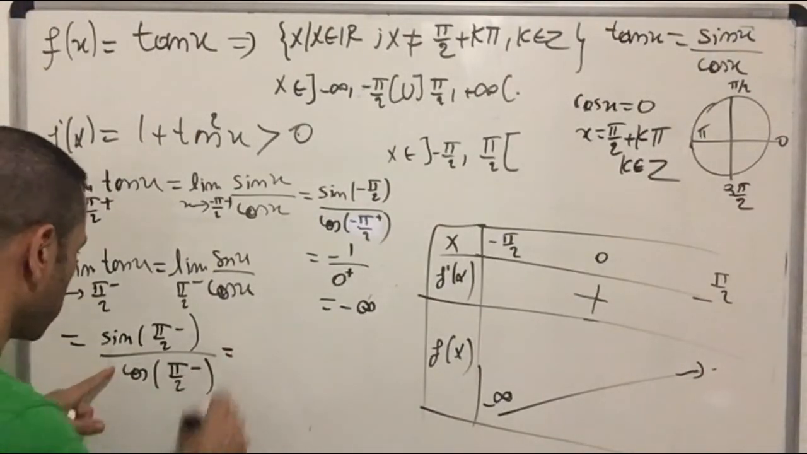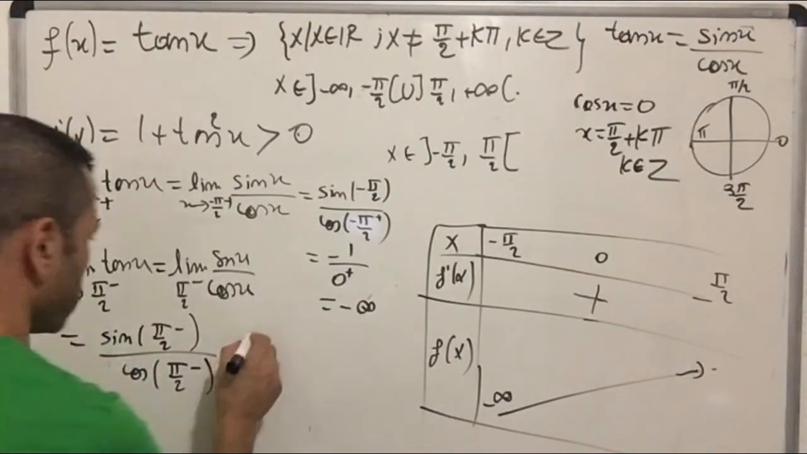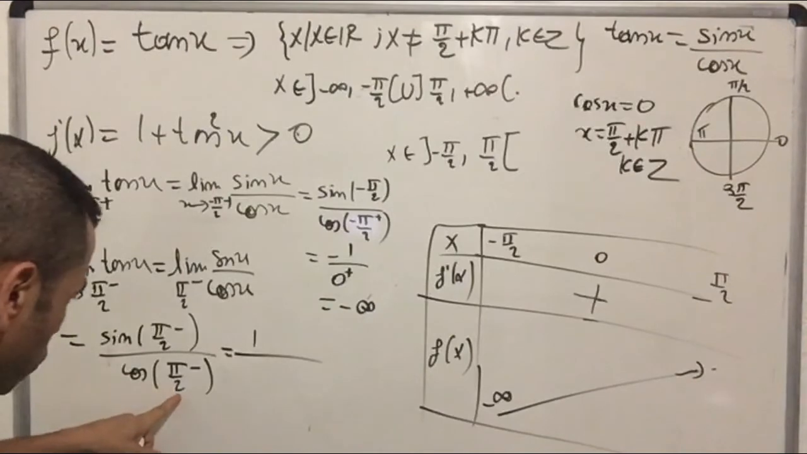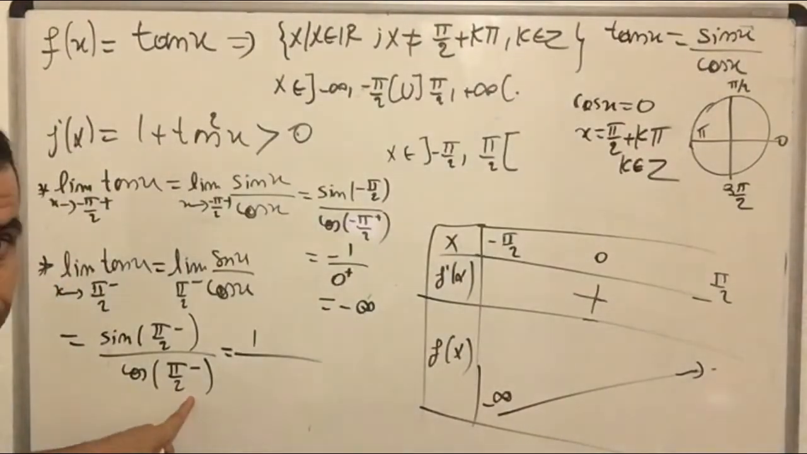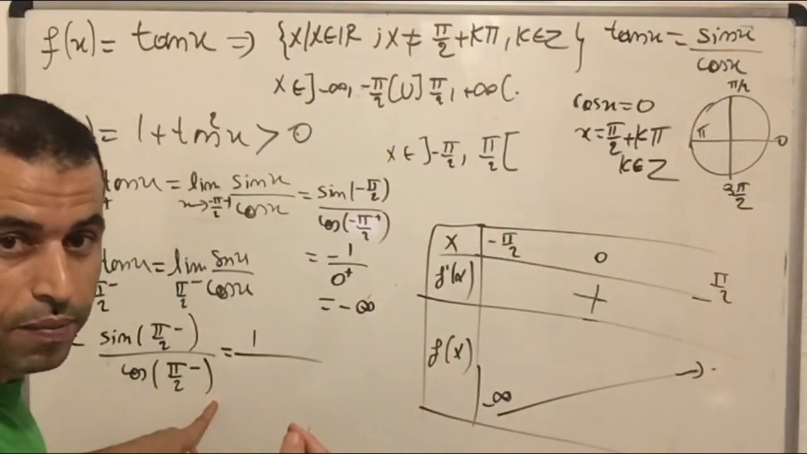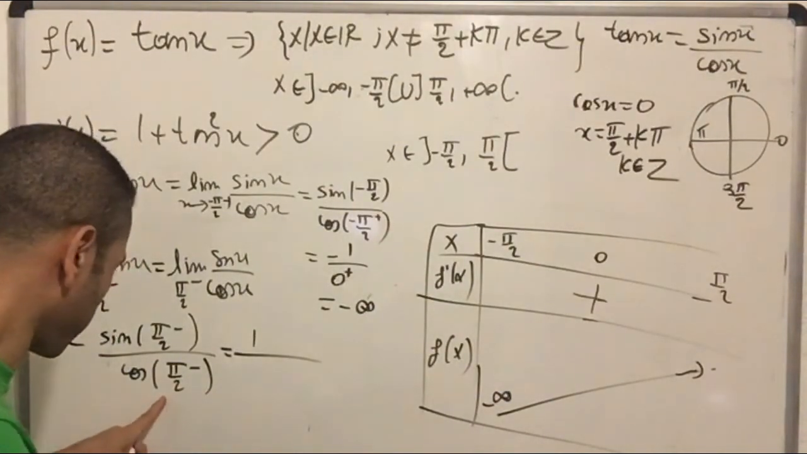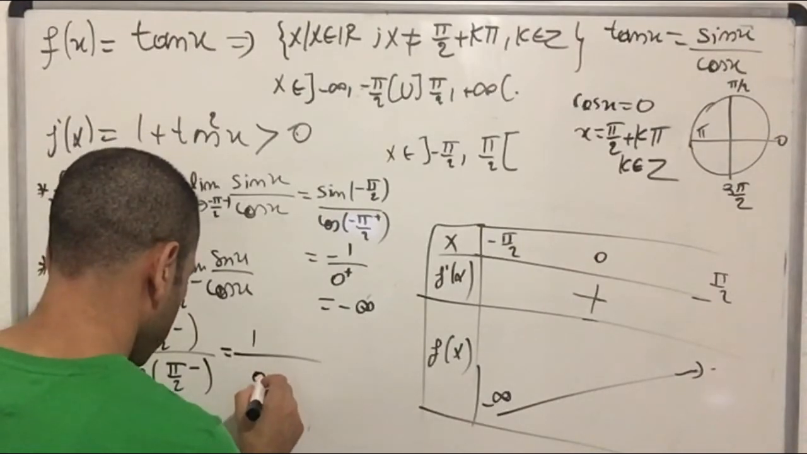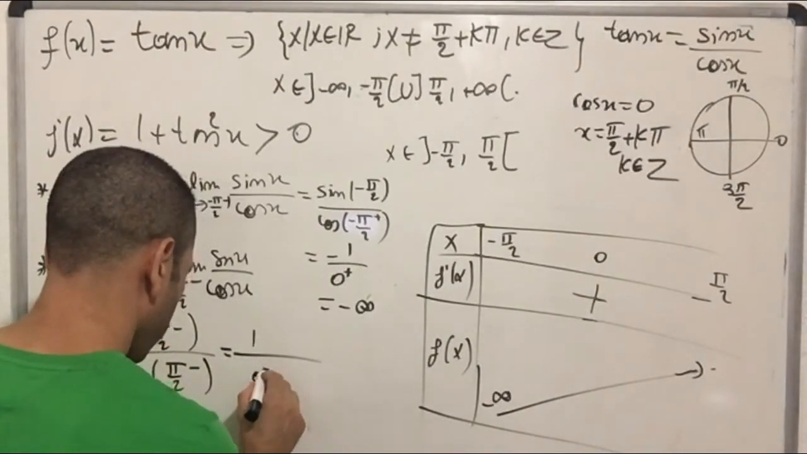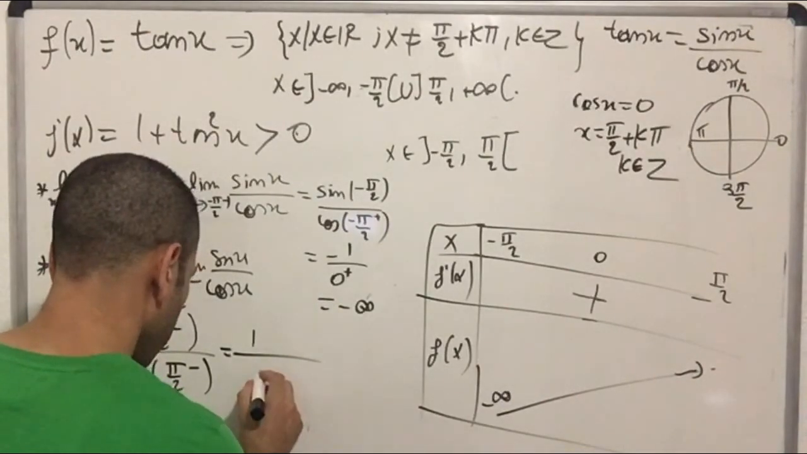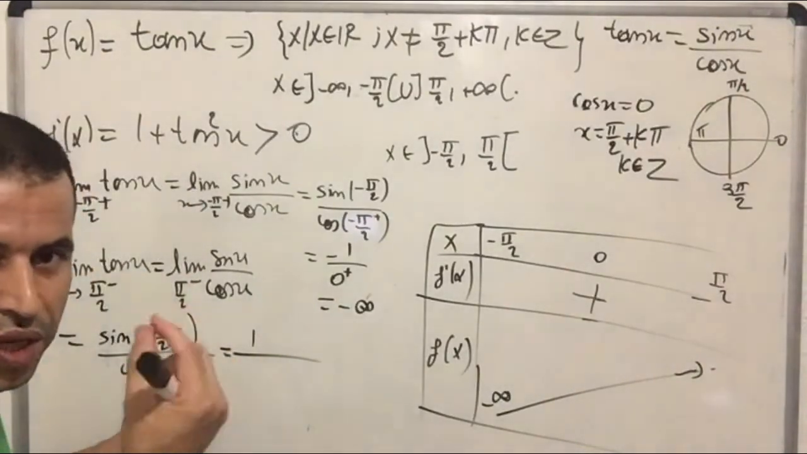In this case, sine pi over 2 equals 1. It's a finite value, okay? But the cosine pi over 2 equals 0. But this 0 is not going to be positive, it's going to be negative. It's going to have inside 0 minus, for example, right? You will have a negative, very small negative number.